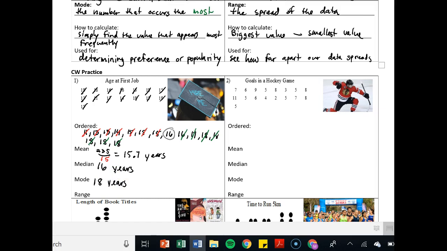And my range is simply my biggest value, which is 18, minus my smallest value, which is 11, which means I have about a spread of 7 years when it comes to my range. Important thing about the mode is if 2 values tie for being the most, like if I had 17 5 times as well, both 18 and 17 would be the mode.